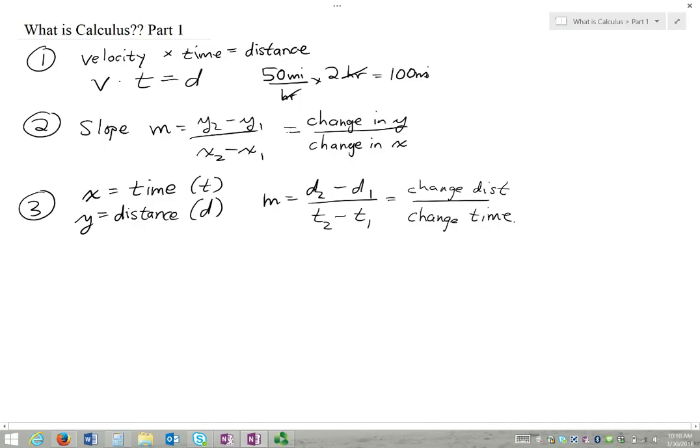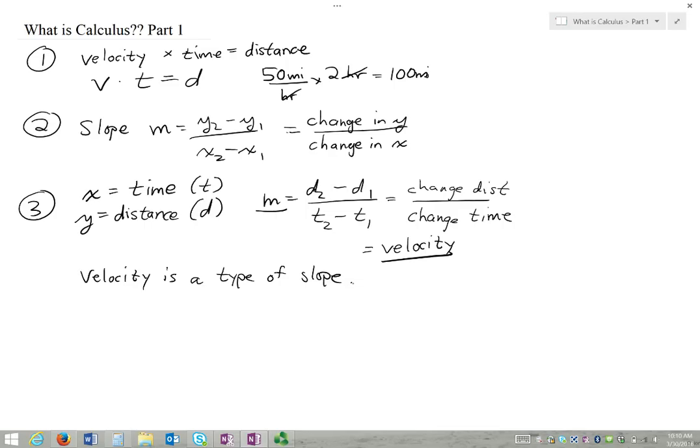What do we call that? So, in other words, velocity. I'm going to say it's a type of slope. But velocity is a slope. It's how much does your distance change for a particular change in time. If your distance changes a lot, if d2 minus d1 is a large number, you have a high velocity. If your distance doesn't change that much, the numerator is going to be small and you're going to have a slow velocity. That's really all it is.